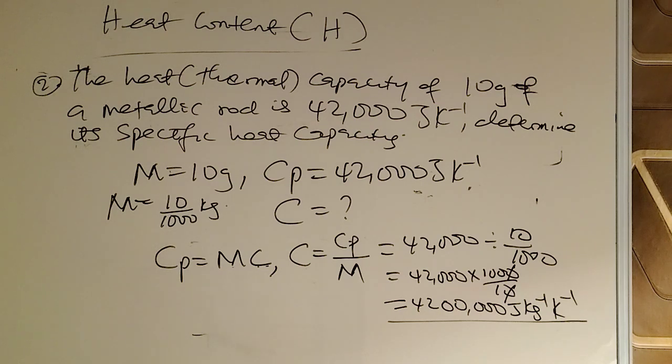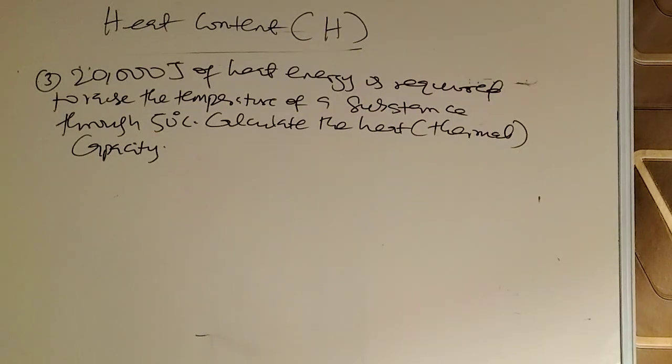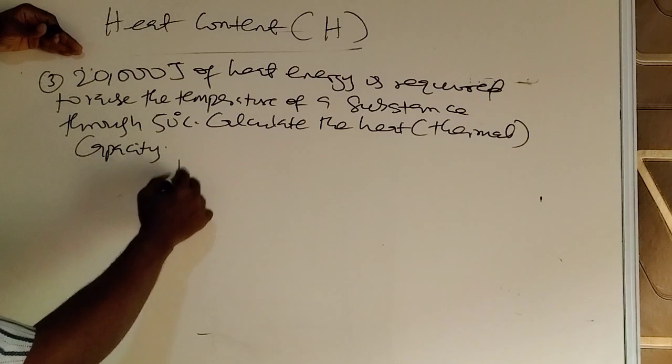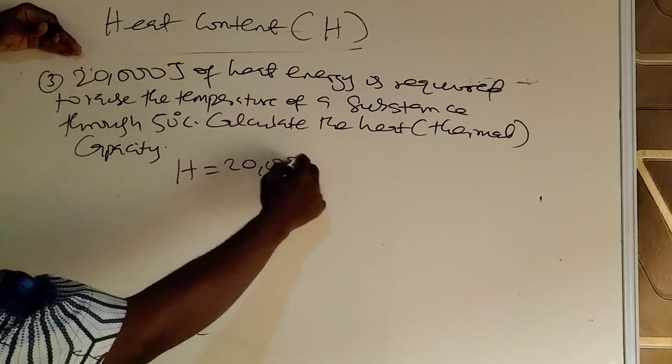So having done that, we'll now go over to the third question. The third question says 20,000 joules of heat energy is required to raise the temperature of a substance through 50 degrees Celsius. Calculate the heat or thermal capacity of the substance. So this is the quantity of heat required, 20,000. So write our H, heat energy, as 20,000 joules.